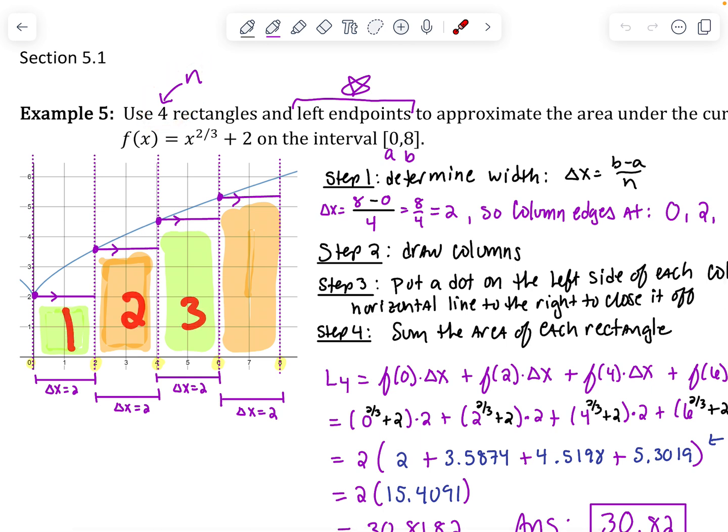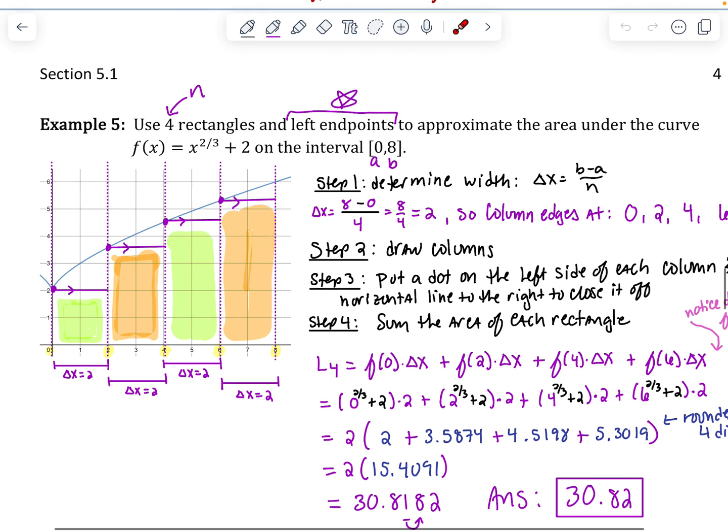So I'm asked to find 4 rectangles. That means n is 4. I need 1, 2, 3, 4 rectangles. And specifically, I'm going to be using left endpoints. But let's start by determining where those rectangles end, because you'll notice it's not 1, 2, 3, 4.